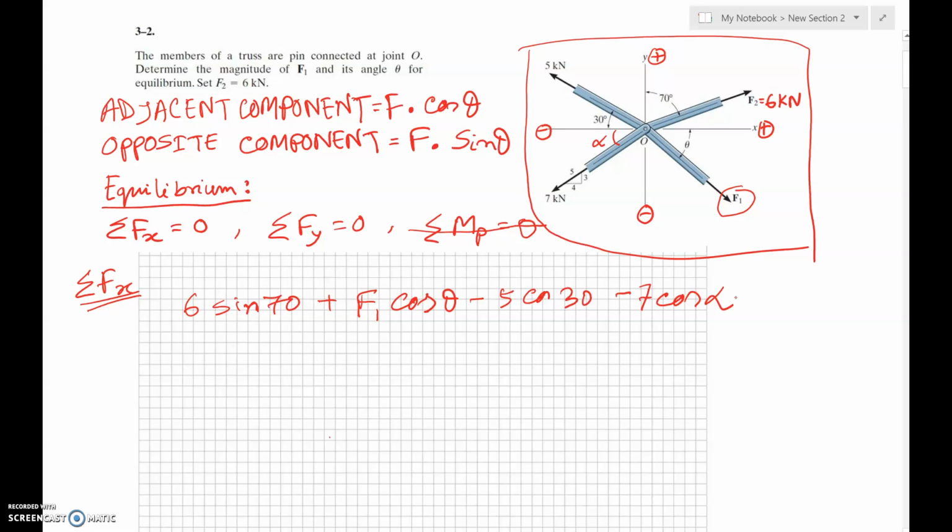Now we know that cos alpha is equal to adjacent side divided by hypotenuse. From this triangle, if this is alpha, this is also alpha. So we can write adjacent side 4 divided by 5. Now this whole thing is equal to 0. If we solve this, we can find that F1 cos theta is equal to 4.29.